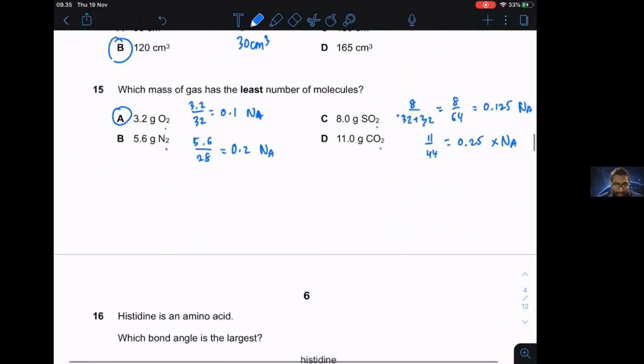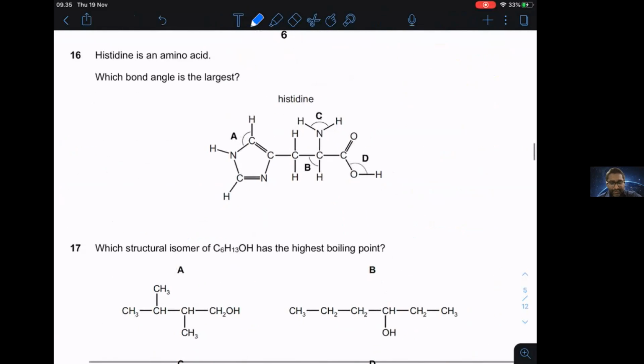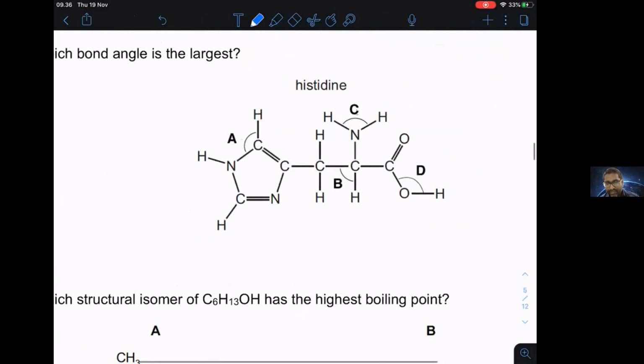Now, 16 is a very interesting question because they are asking which bond angle is going to be the largest. If you want to answer this question, you need to be very careful. Carbon generally forms 4 bonds, but if they have a double bond or triple bond, we always count the double bond as 1, and the triple bond also as 1. We take only the sigma bond.